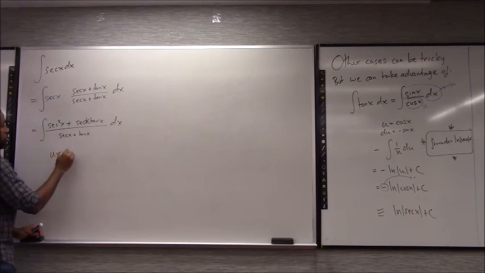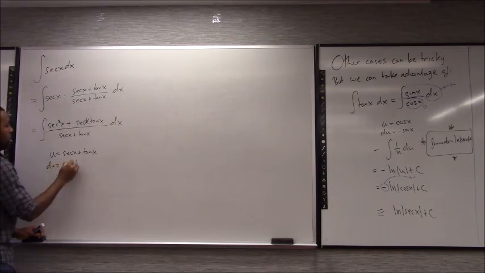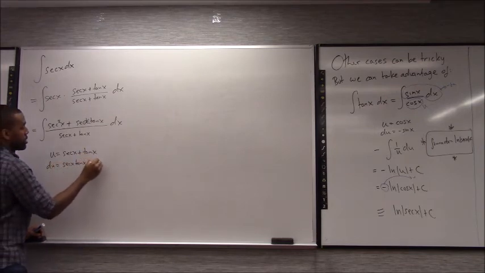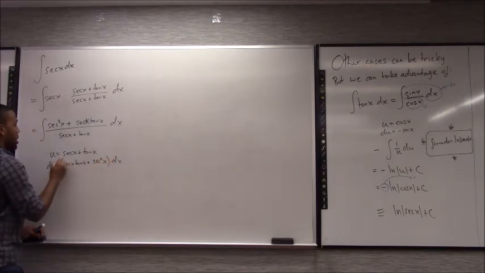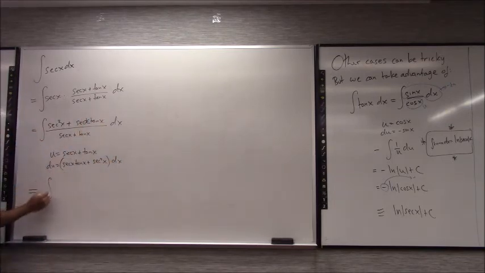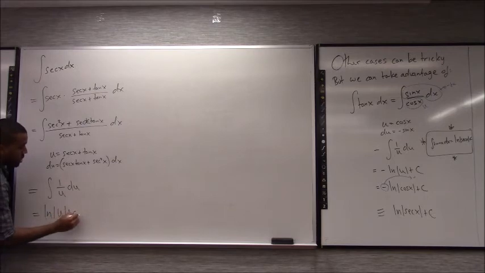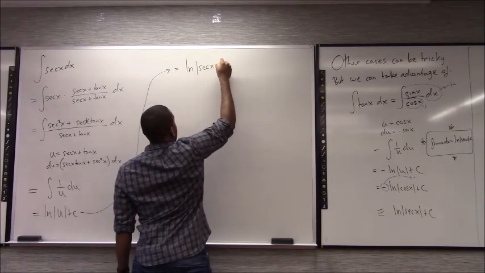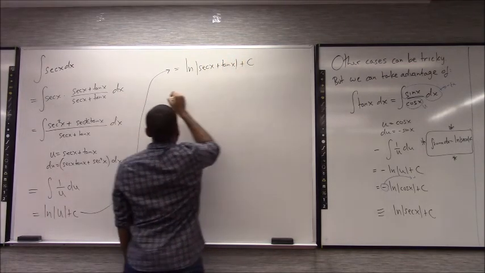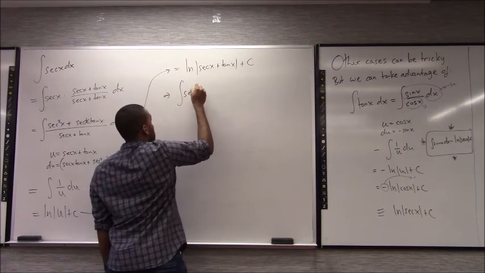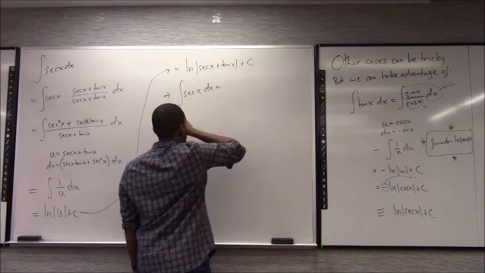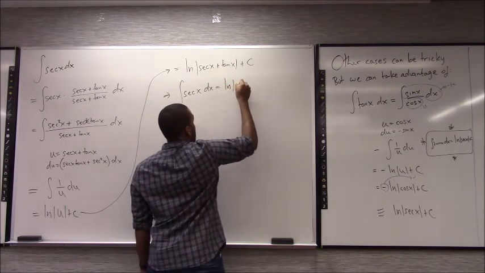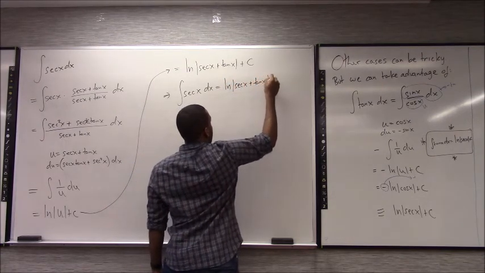So you do u at this point equal to secant plus tangent, and your du would be secant x tangent x, plus the derivative of tangent, which is secant squared x. And that happens to be the entire numerator. So this just becomes the integral of 1 over u du. So that leaves us with ln of u plus c. And so this gives us ln of secant x plus tangent x plus c. So in other words, the integral of secant dx is ln of secant x plus tangent x plus c.